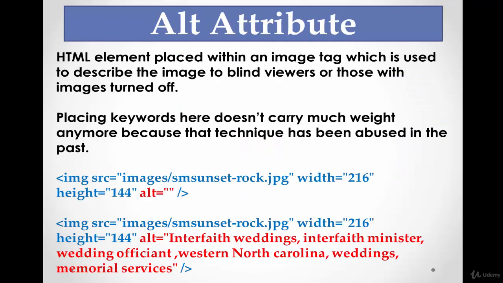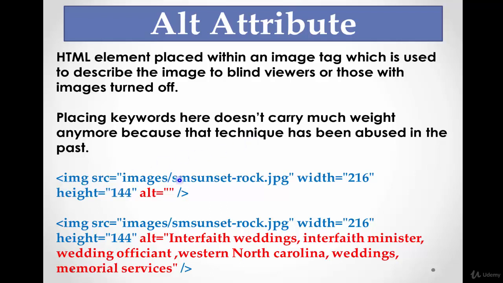The next one is the alt attribute. This is an HTML element placed within an image tag, which is used to describe the image to blind viewers or those with images turned off. Placing keywords here doesn't carry much weight anymore because that technique has been abused in the past. However, I still do it because you never know what might influence a search engine.